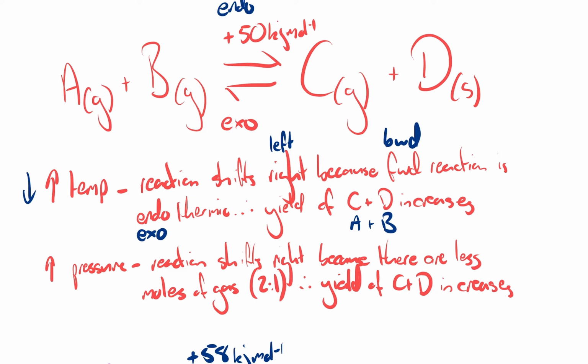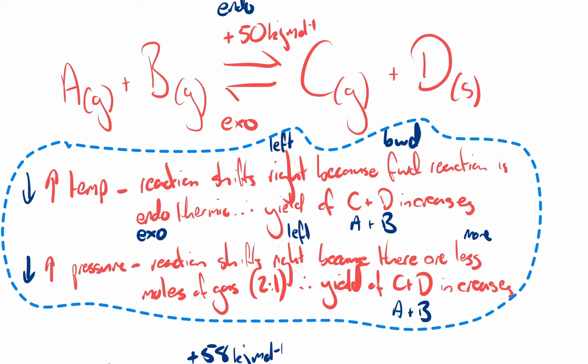And we can go the other way. So if we decrease the pressure, reaction will shift left because there are more moles of gas, 2 to 1, yield of A plus B increases. Now, final thing that's worth us knowing.